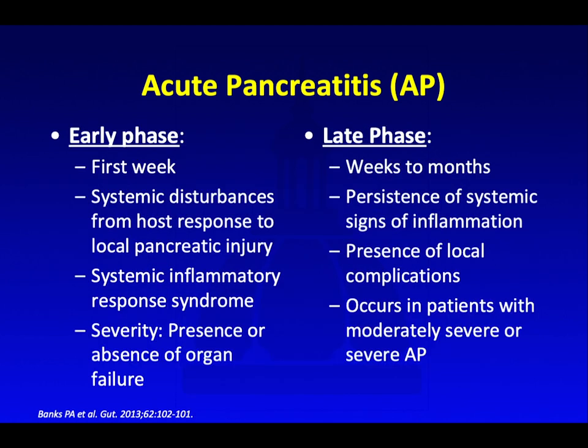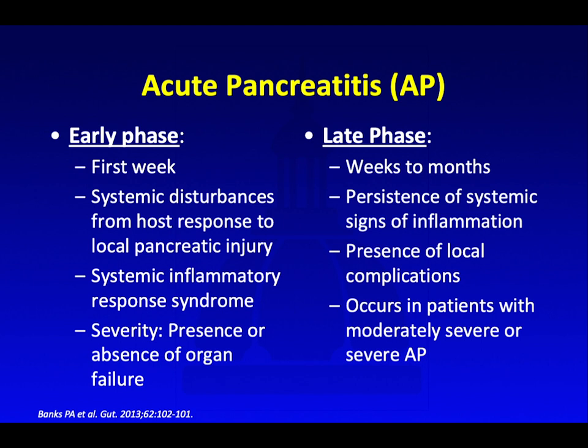Acute pancreatitis can be divided into an early phase or late phase. The early phase refers to symptoms within the first week, and it's due to systemic disturbances from host responses to local pancreatic injury. It's basically a systemic inflammation. And the severity of pancreatitis is classified based on the presence or absence of organ failure.